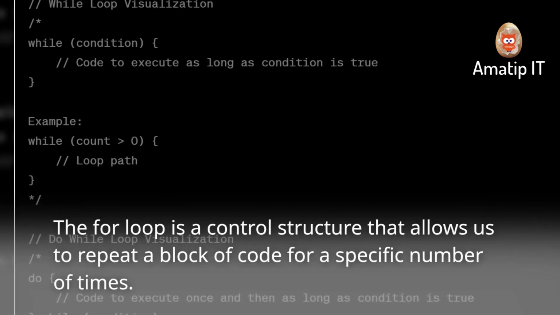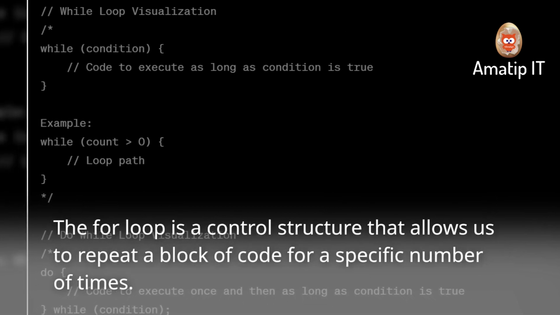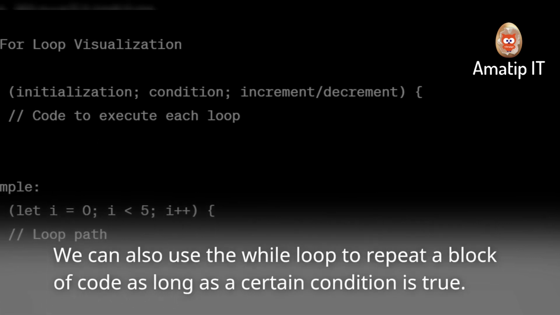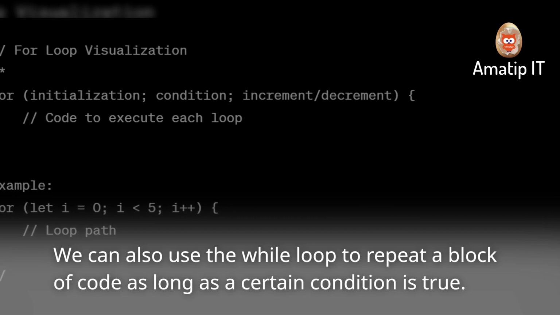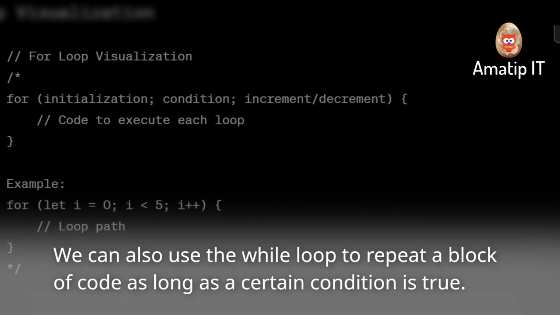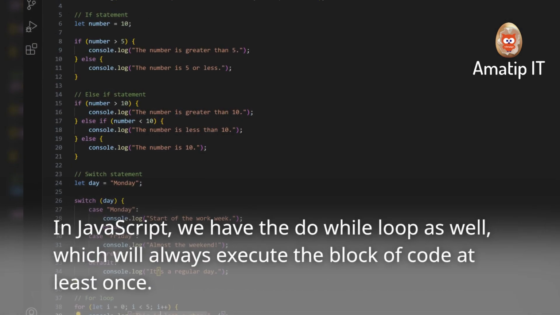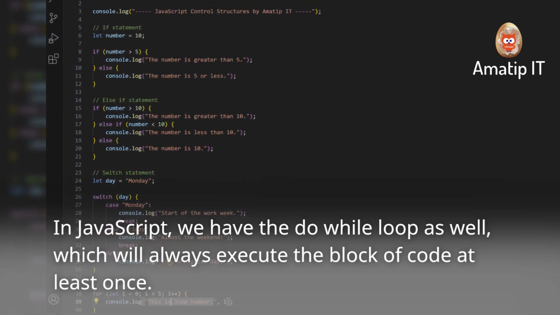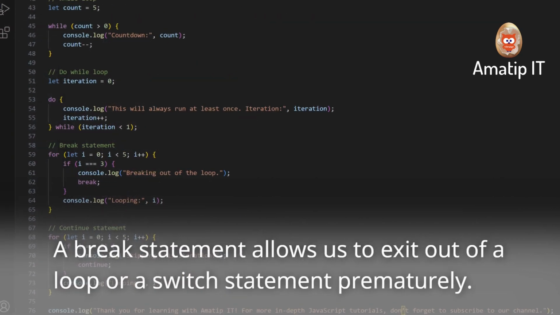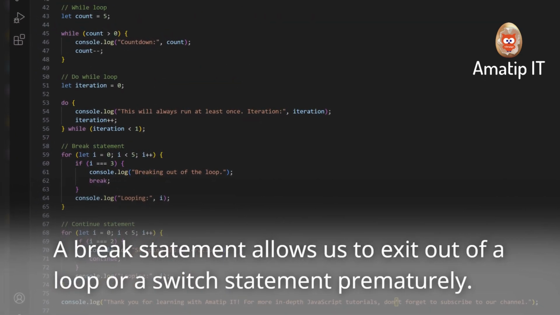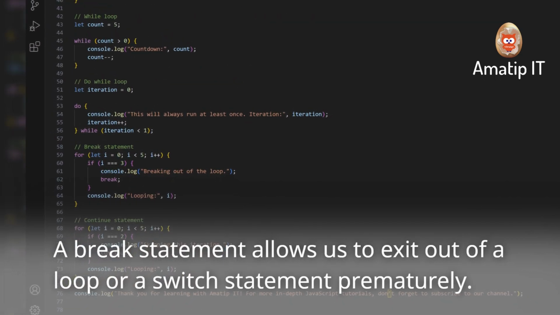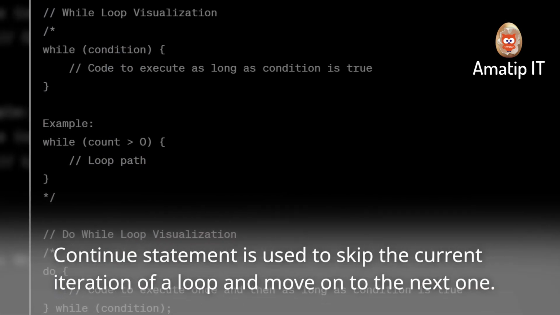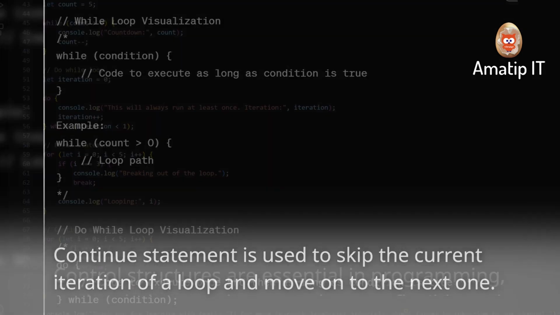The for loop is a control structure that allows us to repeat a block of code for a specific number of times. We can also use the while loop to repeat a block of code as long as a certain condition is true. In JavaScript, we have the do while loop as well, which will always execute the block of code at least once. A break statement allows us to exit out of a loop or a switch statement prematurely. Continue statement is used to skip the current iteration of a loop and move on to the next one.